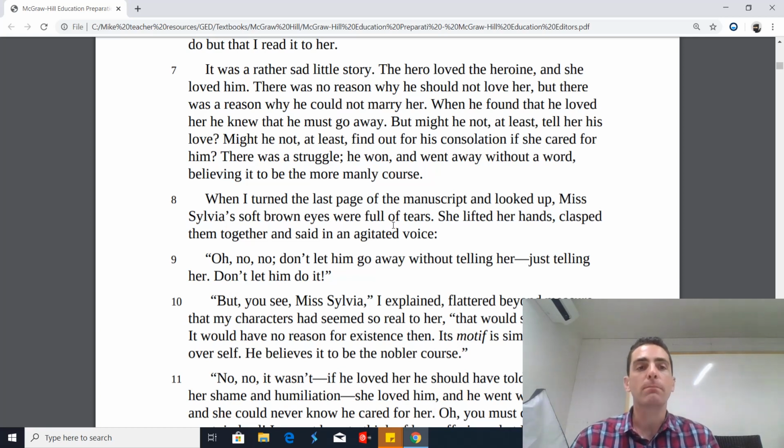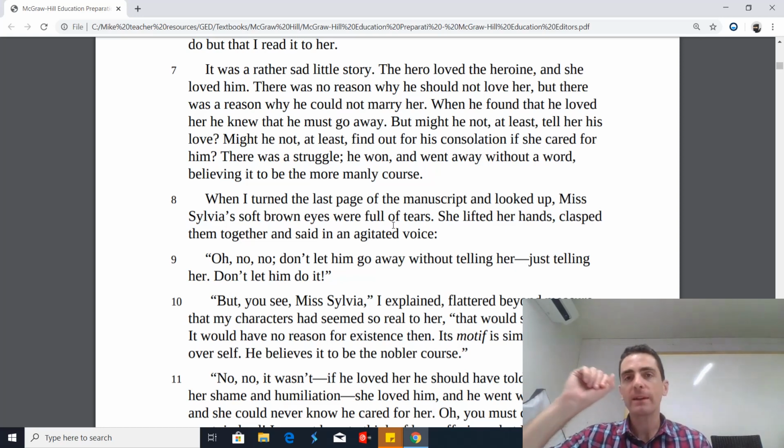So here we find out in paragraph 7 the details of the narrator's short story, which he refers to as a sad little story at the beginning of the paragraph. And it's your classic kind of love story where man loves woman. Man keeps his feelings hidden. And before he can reveal those feelings to the woman, he disappears and goes on his merry way. She's obviously going to be left heartbroken and all of that, the usual.